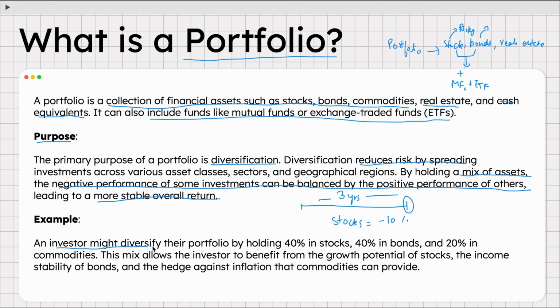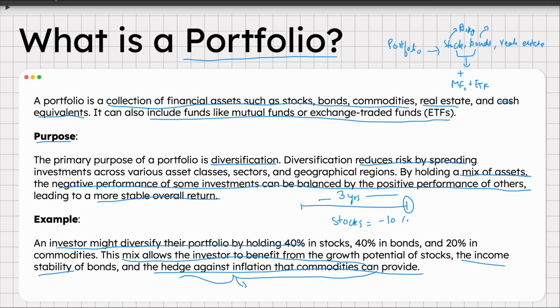An investor might diversify their portfolio by holding 40% in stocks, 40% in bonds, 20% in commodities. This mix allows the investor to benefit from the growth potential of stocks, the income stability of bonds, and the hedge against inflation that commodities provide. Got it? So if you don't understand this line, let me explain this as well. The hedge against inflation that commodities can provide. Basically, what they try to say here is that, if inflation is there, commodities will protect you against that, because the price of commodities will also rise accordingly. Got the point? So let me clear the screen and let's move ahead.